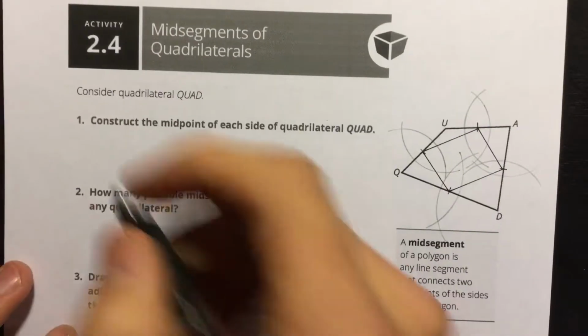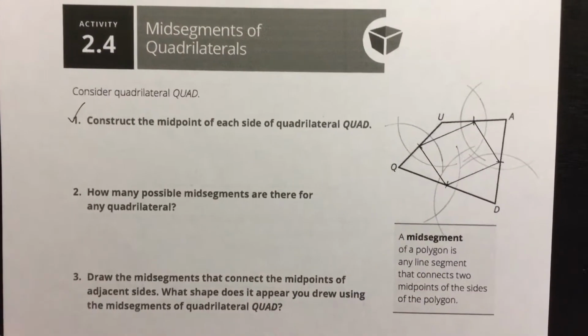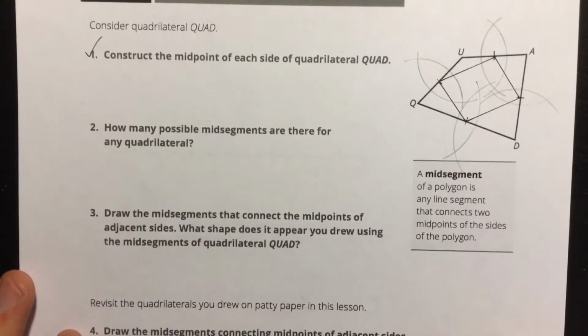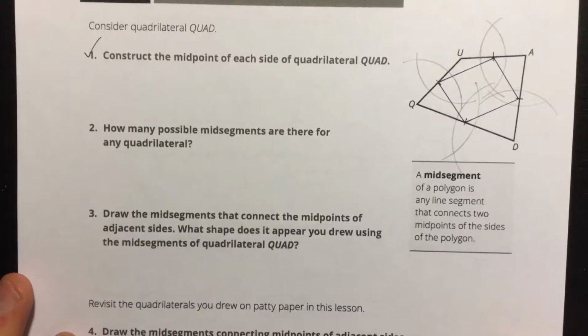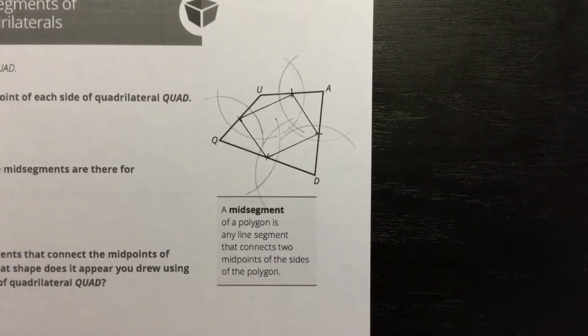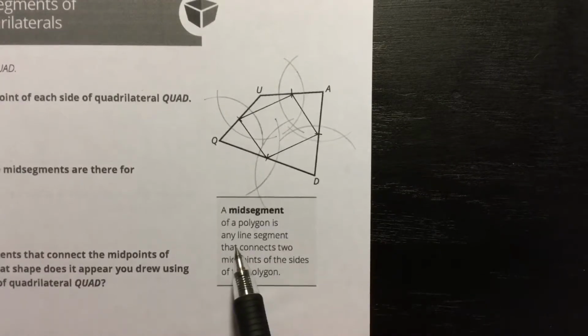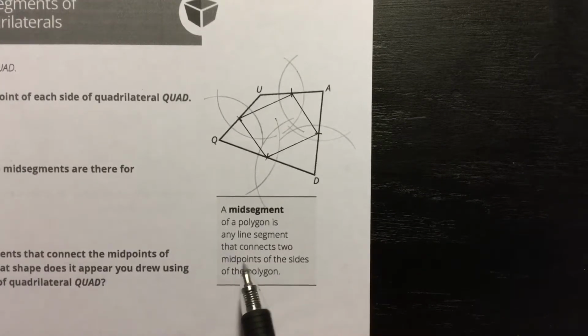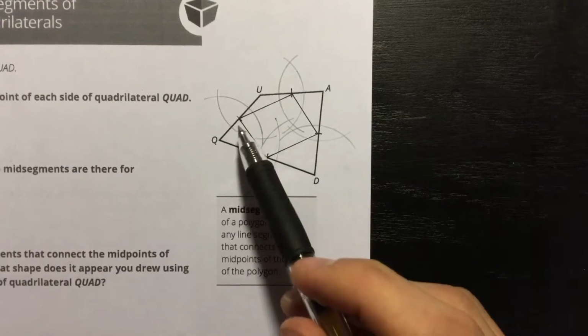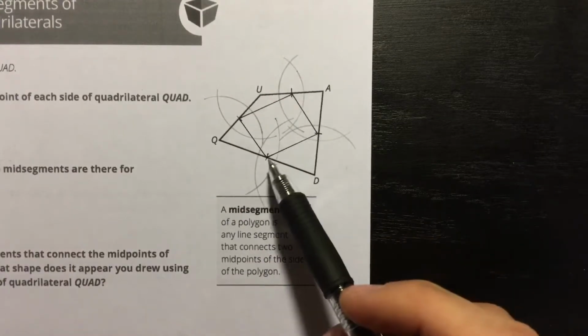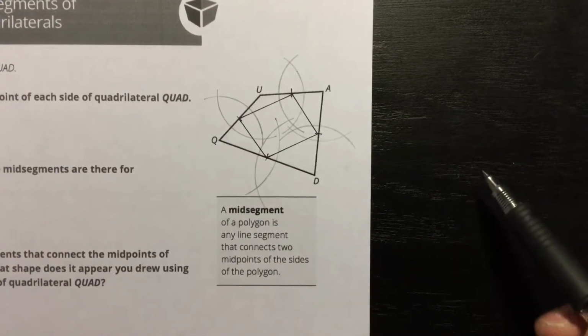So number 1, construct those. I did the constructions before, so that's good to go. Number 2 says, how many possible mid-segments are there for any quadrilateral? So we'll look at this quadrilateral. If you don't know what a mid-segment is, a mid-segment of a polygon is any line segment that connects two midpoints of the sides of the polygon. So here we have all of our midpoints. And so a mid-segment, how many can we construct?